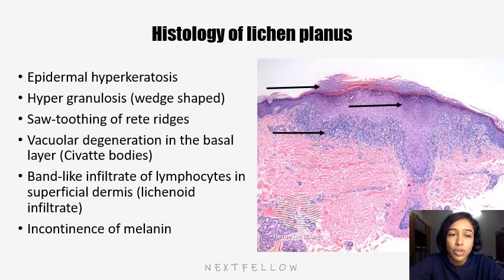Incontinence of melanin is also a point in lichen planus. That means when the lesion heals, when lichen planus heals, melanin drops down into the dermis. So that's called incontinence of melanin. Melanocytes, as we know, are in the basal layer of the epidermis, and because of the inflammation, during the healing process, some melanin drops into the dermis. That's called incontinence of melanin.